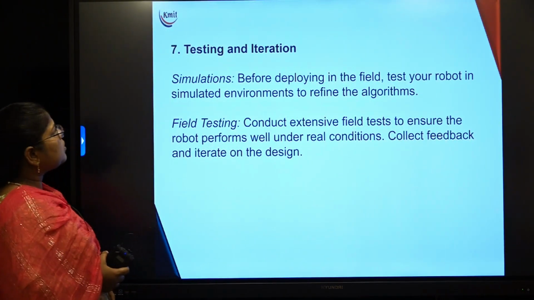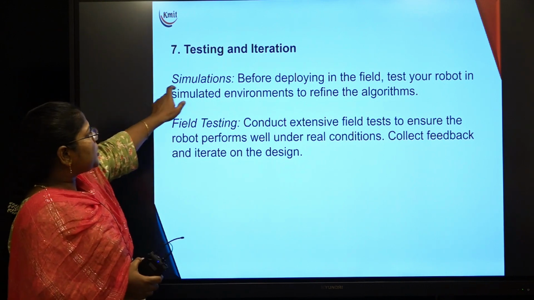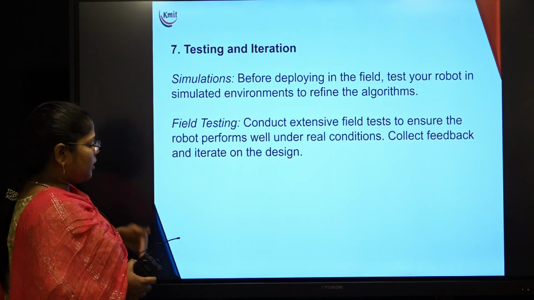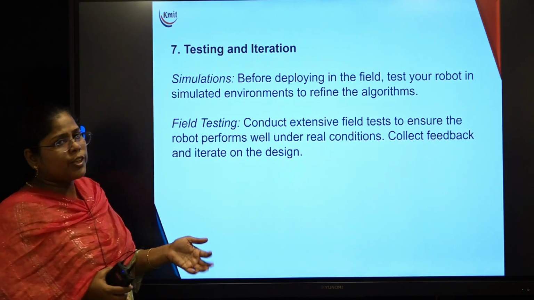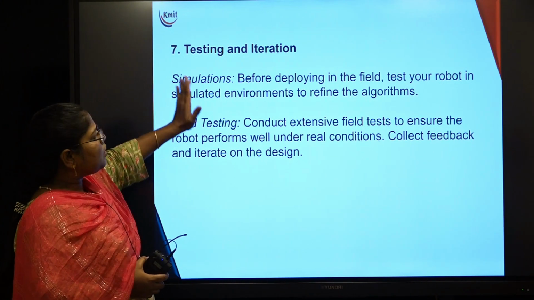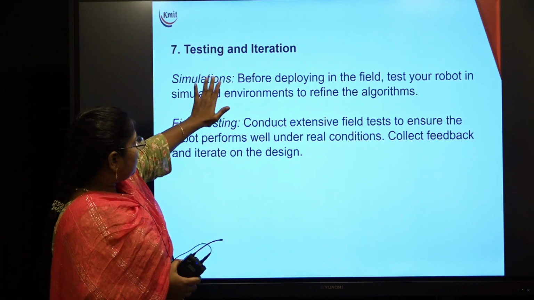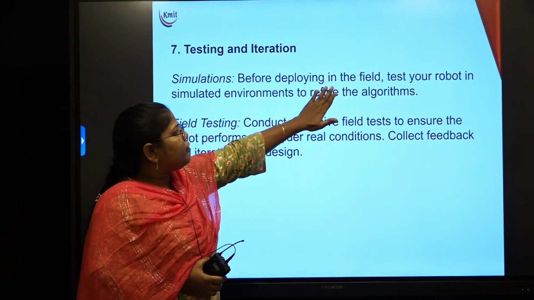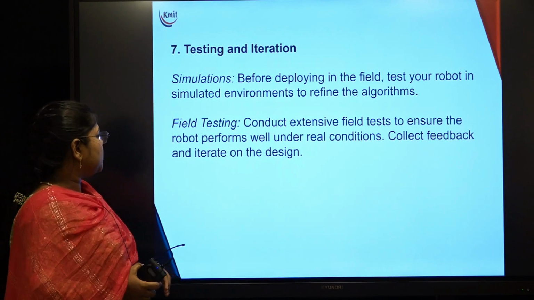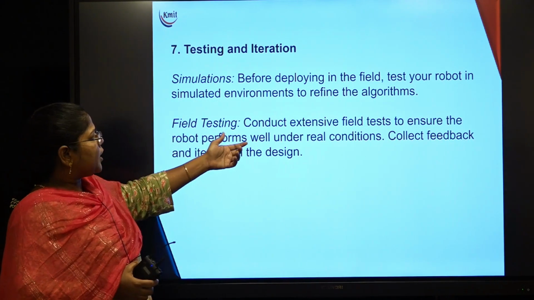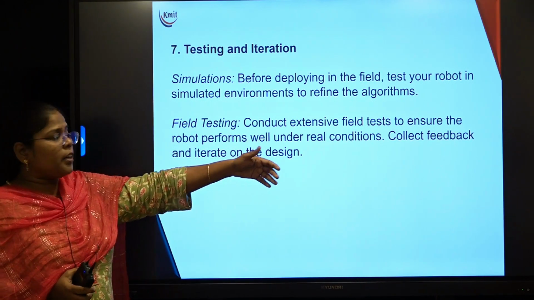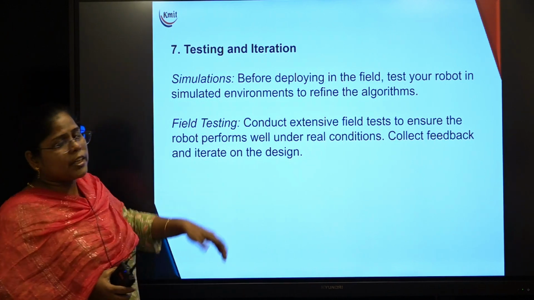Next is coming to the testing and iteration. Simulations before deploying. Once the ML model is detecting or giving an accuracy of 100% or 90% best accuracy, the ML model is deployed in the field. Test your robot in the simulated environment to refine the algorithms. Then field testing: conduct extensive field tests to ensure the robot performs well under real conditions, collect the feedback and iterate the design.